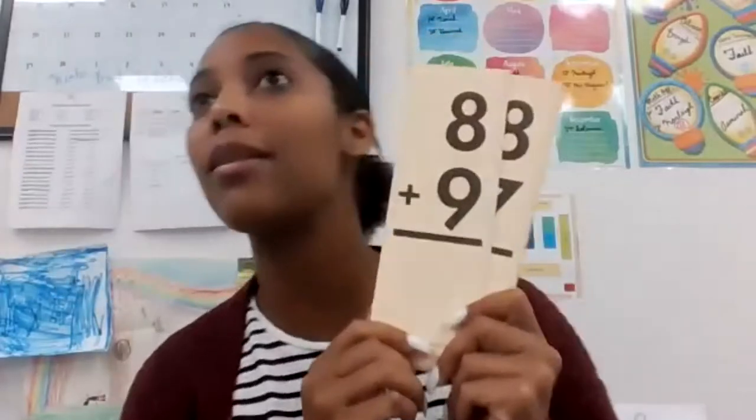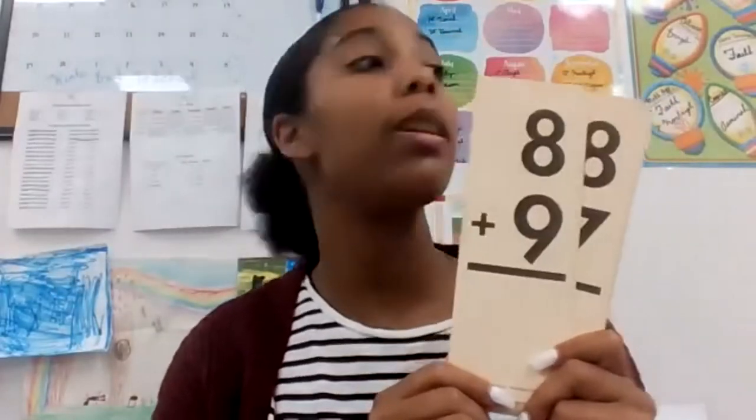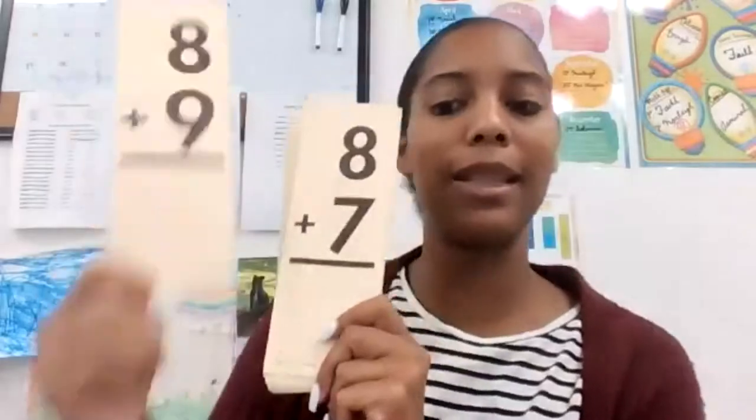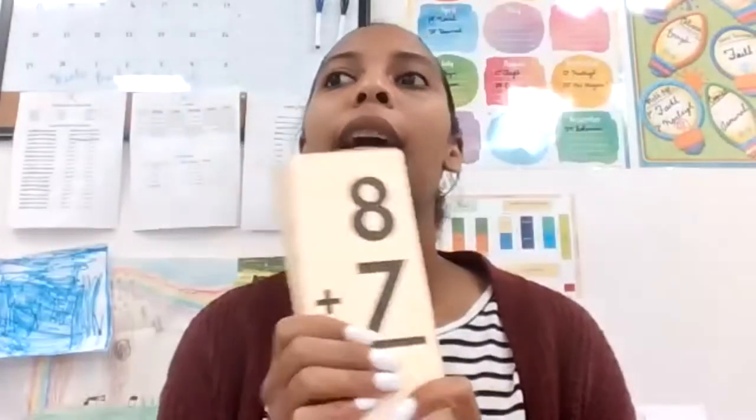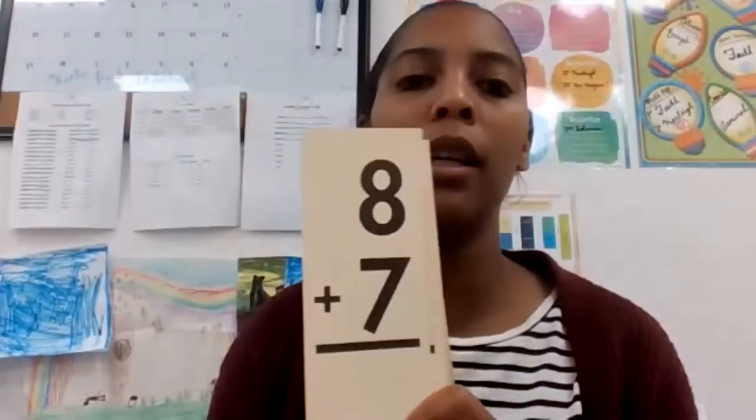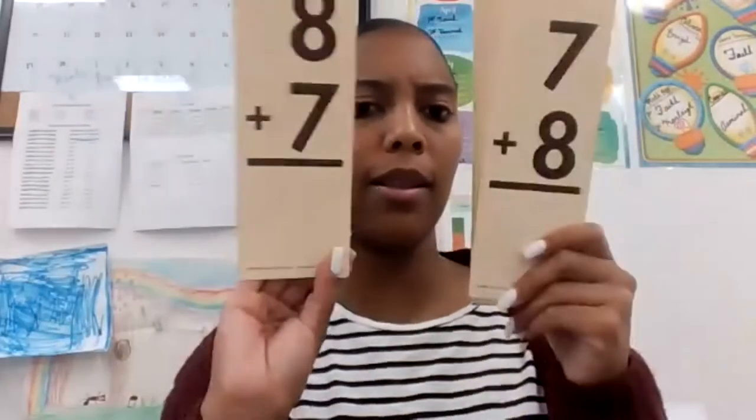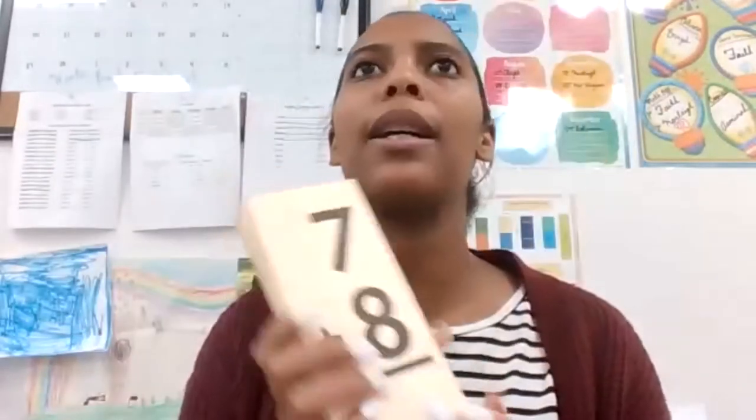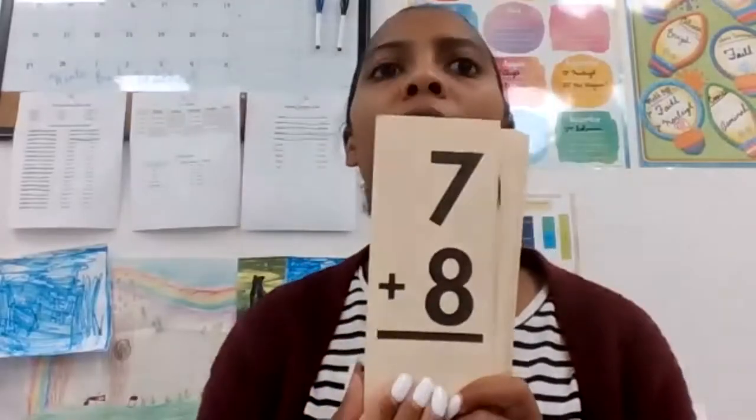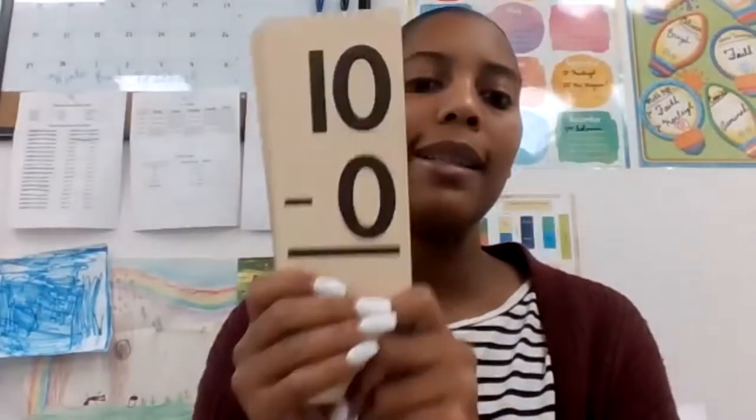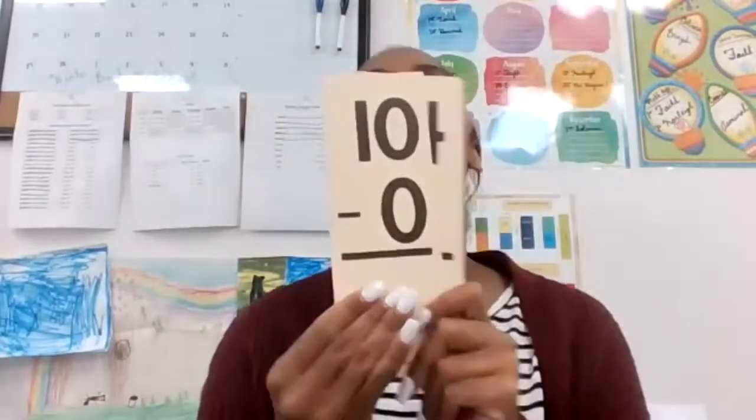8 plus 9 equals 17. Thank you. 8 plus 7 equals 17. That was 20. No, it wasn't. That's the 20. 7 plus 8 equals 15. 10 minus 0 equals 10.